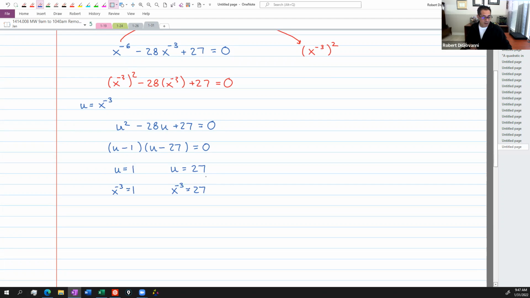I can rewrite x to the negative 3 as 1 over x cubed. I'll do it over here also. I will clear the fractions by multiplying both sides by x cubed. And I'll do that on both of them. The x cubes will cancel, I get 1 equals x cubed here. And over here they cancel, I get 1 equals 27x cubed.